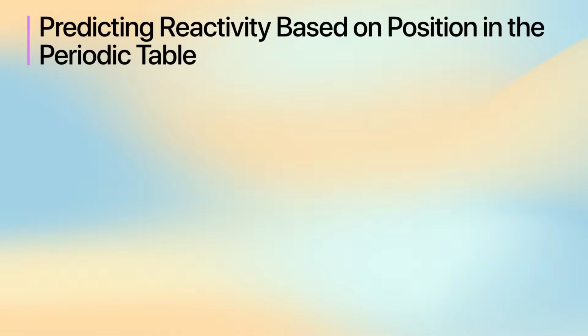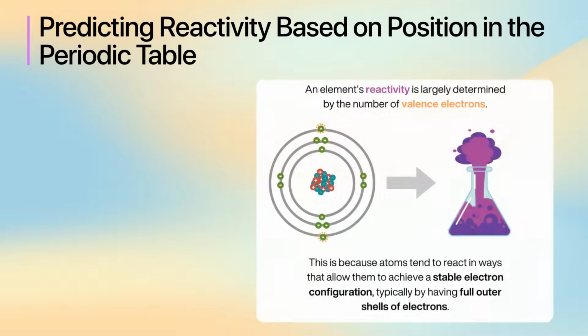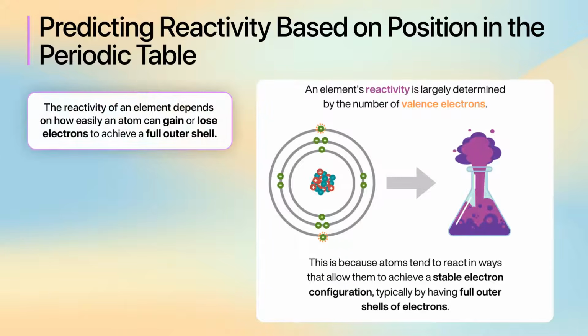Now we'll move on to our second lesson objective and look at how we can predict reactivity based on an element's position in the periodic table. The reactivity of an element is significantly influenced by the arrangement of its electrons. Specifically, it depends on how easily an atom can gain or lose electrons to achieve a full outer shell, also known as a stable electron configuration.